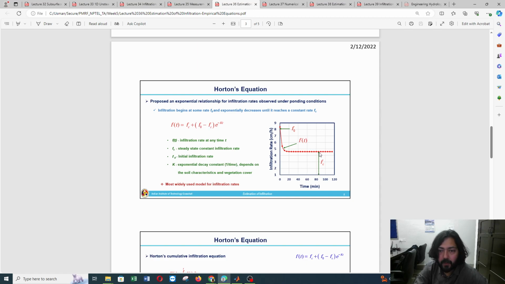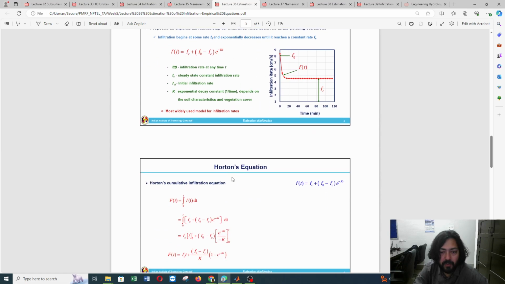So over a period of time we know the value of infiltration will become constant, right? And why is it becoming constant? Because the entire volume of soil, the voids of soil, will be completely filled with water. At that time the infiltration will become constant.